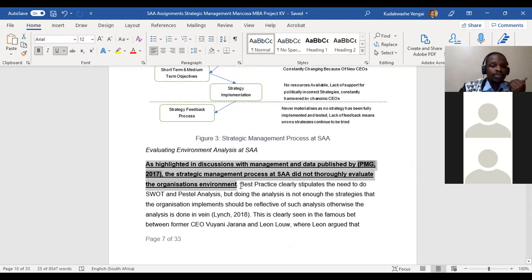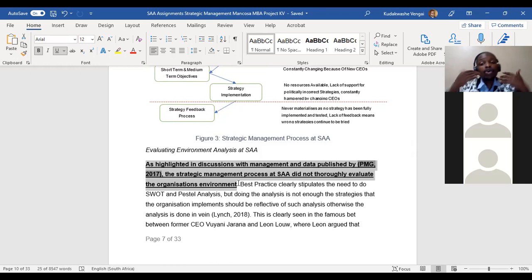Now I want you to see a pattern over here. I am critiquing this organization because it has a lot of weaknesses. But the organization that you have picked might not have these weaknesses. These might be strengths. They might tell you that they actually do the strategic management process. They actually do the environmental analysis. Therefore, you have to commend them for doing that. You have to highlight that management does an evaluation. This is how they do it, right?